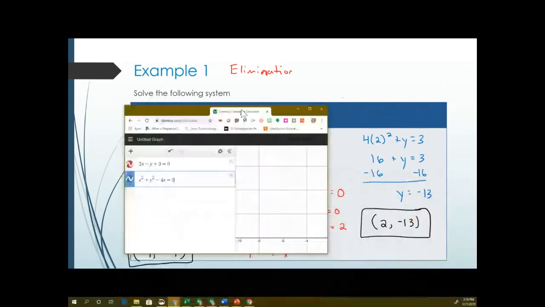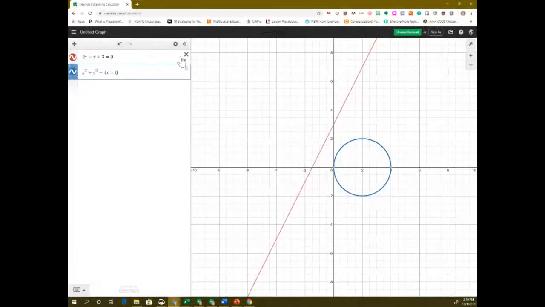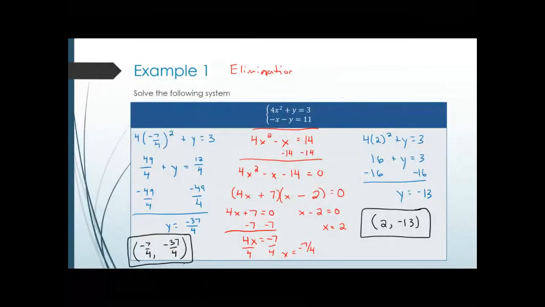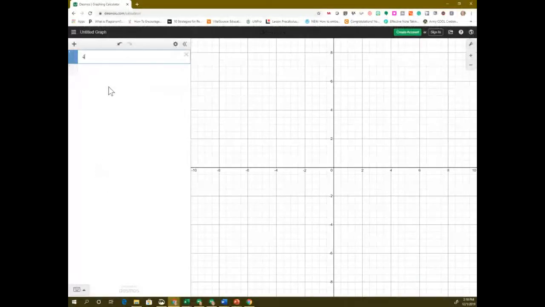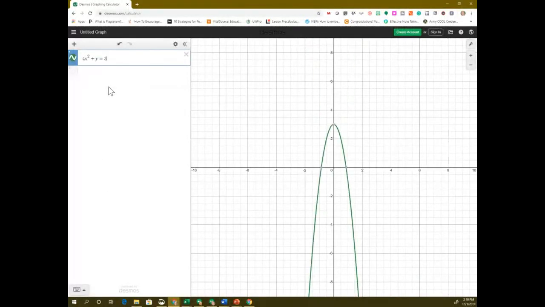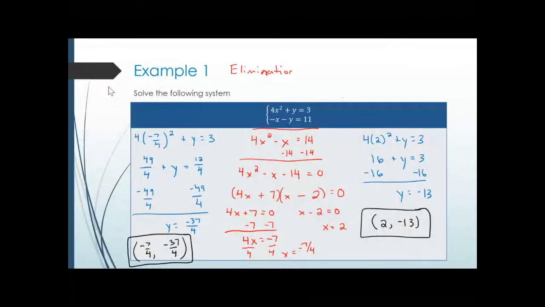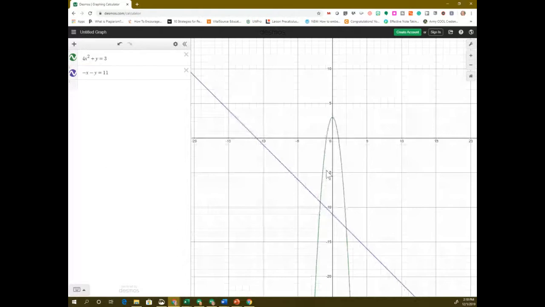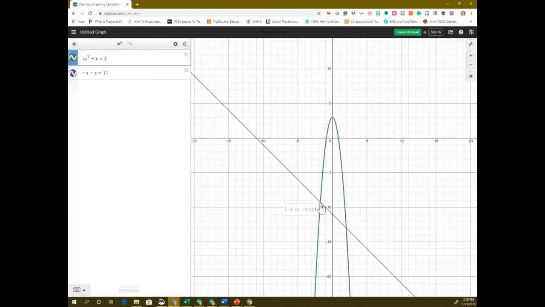And so now I'm going to graph this on Desmos. So let me pull up. So we have 4x squared plus y equals 3. And then the second one, negative x minus y equals 11. Okay, so I got to zoom out. So the system, the intersection point, is where.